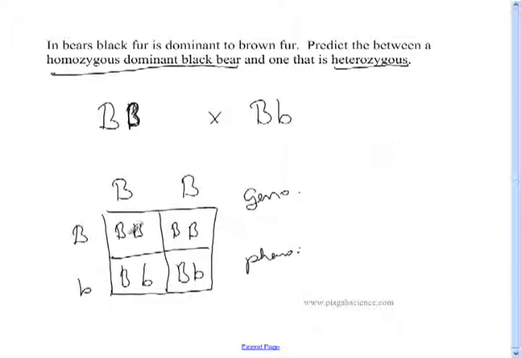Genotype is referring to the letters, so I'm going to look and see how many boxes are the same. Now these two boxes are the same, 2 out of 4. Well, when you convert that, you can either say 1/2, or you can say 50%, is going to be capital B, and the other 50% are going to be capital B, lowercase b.